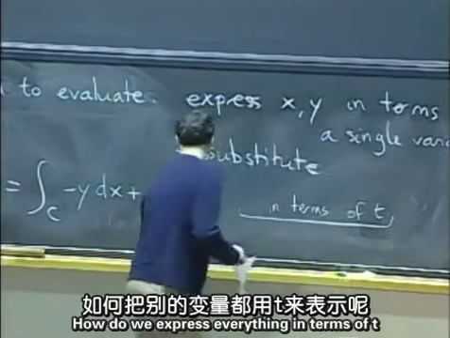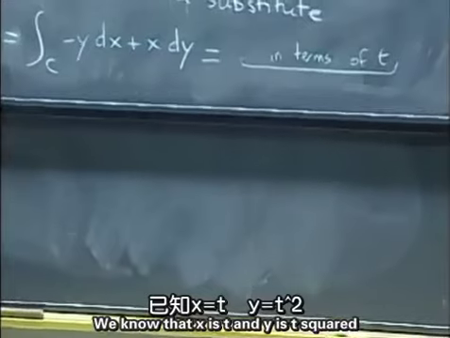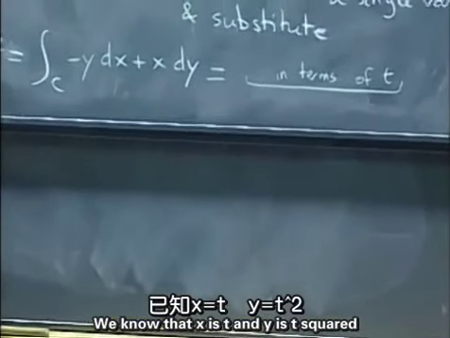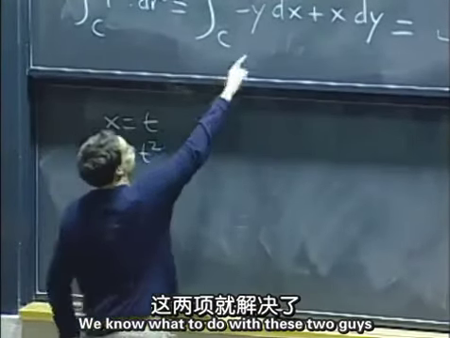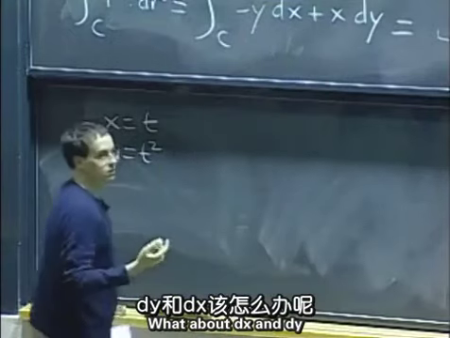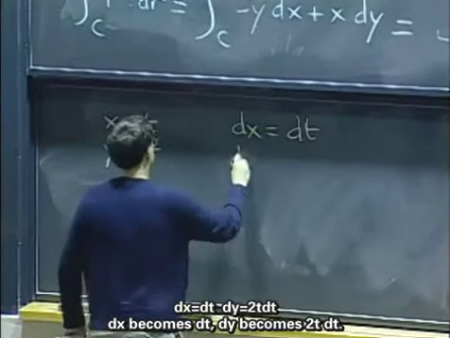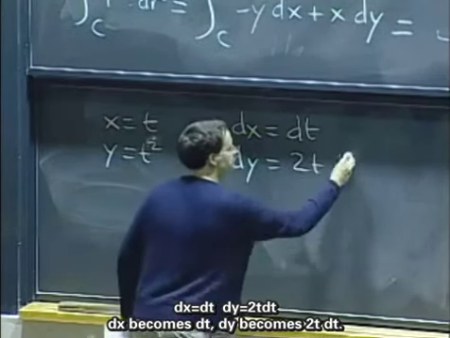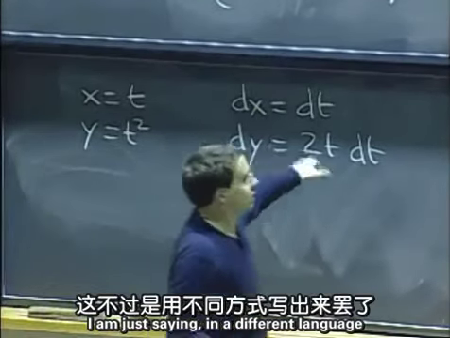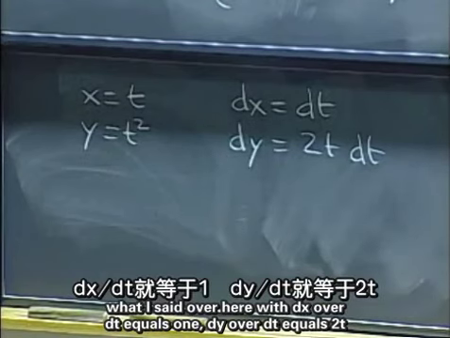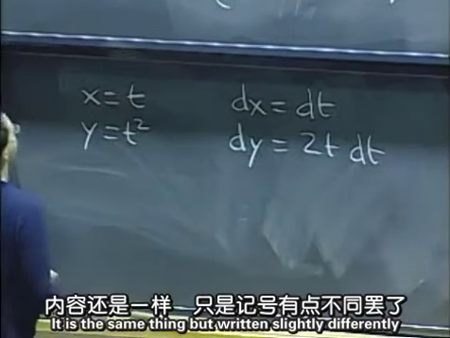So how do we express everything in terms of t? We use the parametric equation. We know that x is t and y is t squared. So we know what to do with these two. What about dx and dy? It's easy, we just differentiate. dx becomes dt, dy becomes 2t dt. I'm just saying in a different language what I said over there with dx/dt equals 1, dy/dt equals 2t. It's the same thing, but written slightly differently.